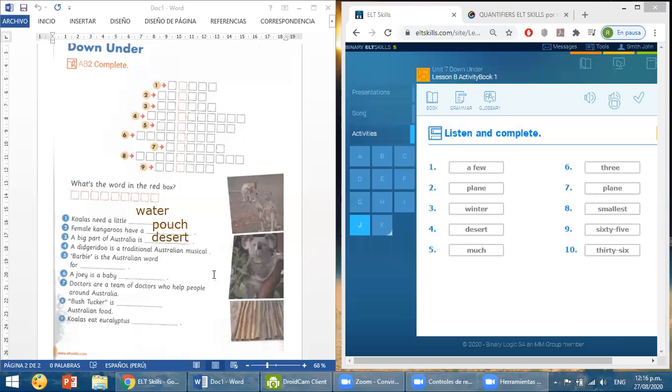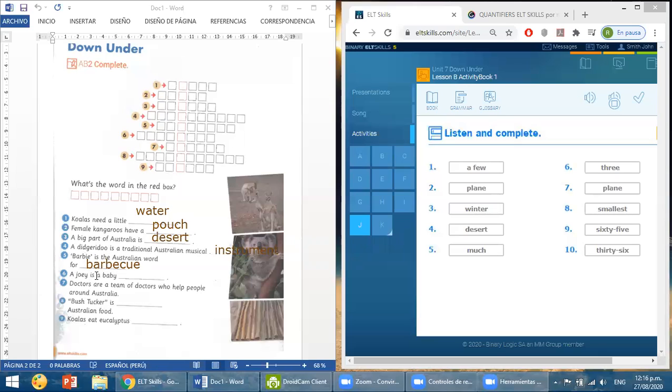Instrument, okay? The word is instrument. A didgeridoo is a traditional Australian musical instrument. Barbie is not a doll, huh? Barbie is an Australian word for the food, for the barbecue. Okay? It's the short version of barbecue.